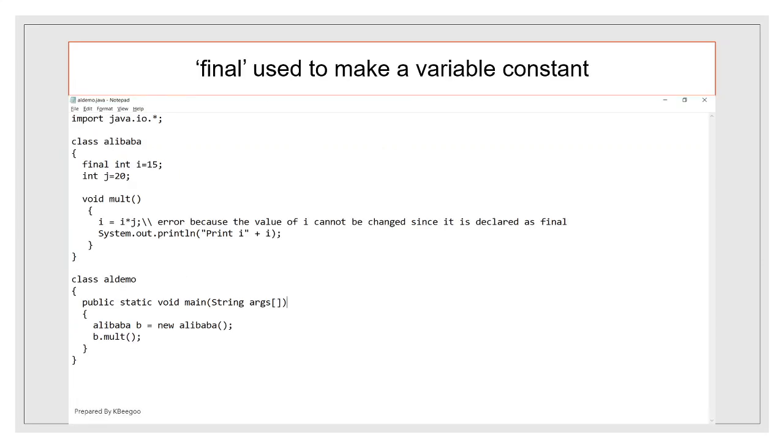Final is used to make a variable a constant. Check here, this is my class. I've put final int i = 15. When I put final here, the value of i will be a constant, which means it cannot be changed. If we attempt to change it in the method mult, where we have i times j and we're storing a new value in i, of course it's going to give you an error, because we cannot change the value of i as it has been declared final.